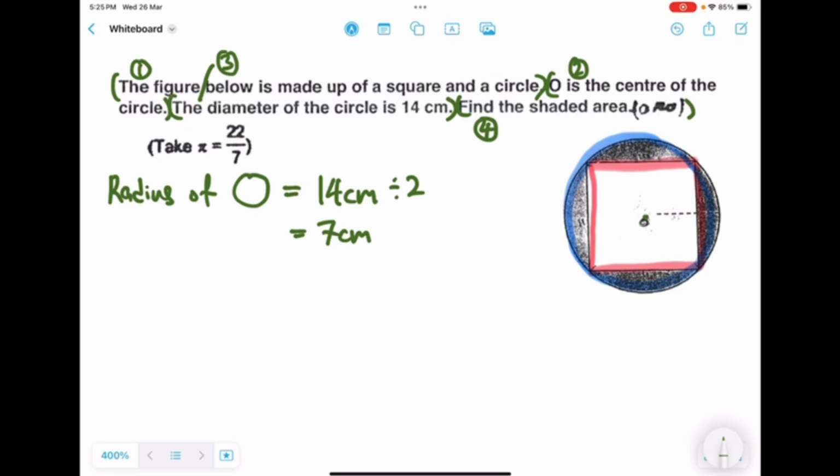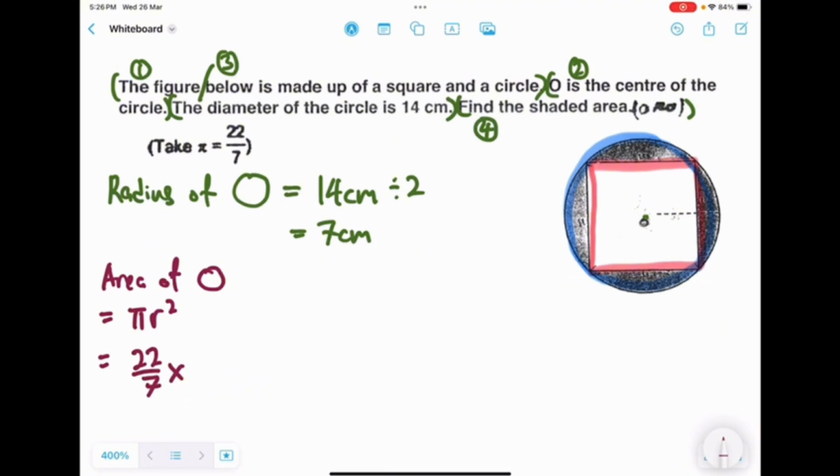So can we identify our big and our small? My big definitely has to be the area of the circle and the small being the area of the square in the center. Let's find our big first, alright? So the area of circle is pi r square. In this question, it says to take pi as 22/7.